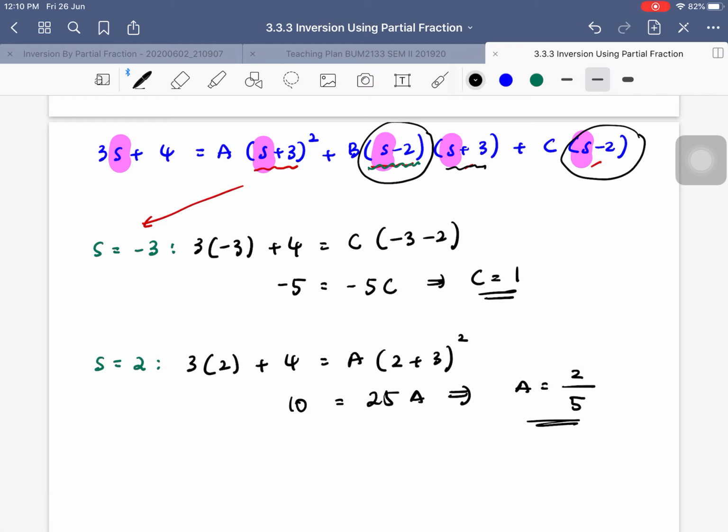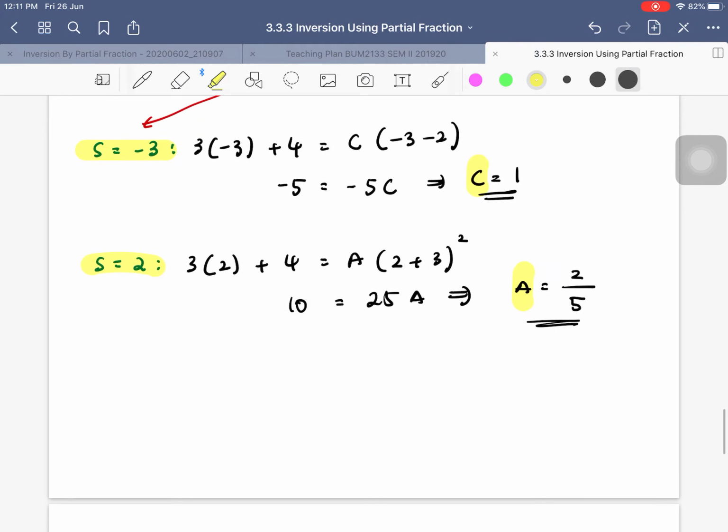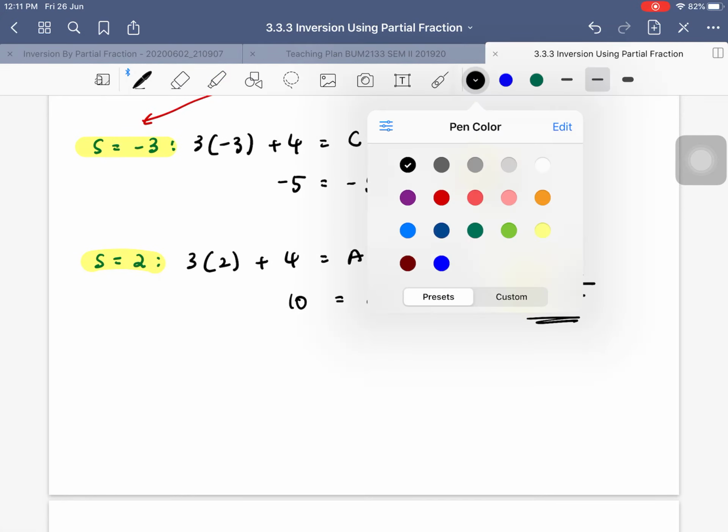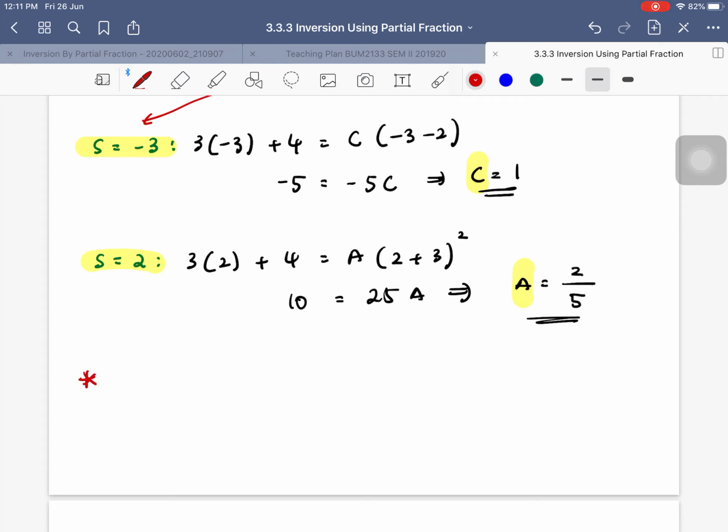So here I have 3 values to find, which are a, b, and c. I already have my c value, and I already have my a by using these two values right there. The next thing is that I still have to find another constant, which is b. But the thing is that we run out of linear factors because we only have 2 linear factors. We can only get 2 values. So how do we find the other values? We run out of values to substitute.